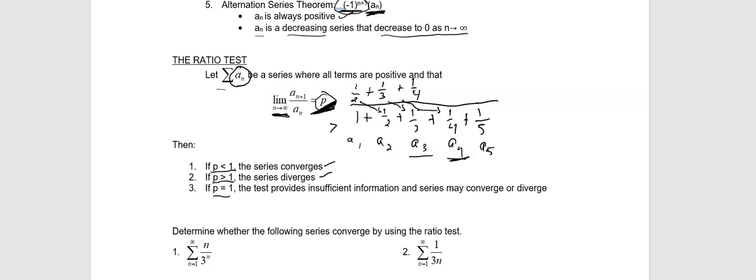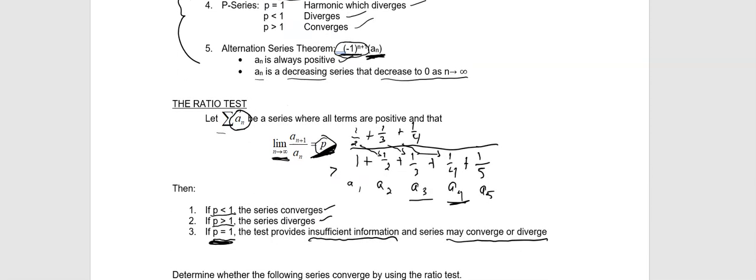And if p equals 1, that kind of stinks because that means it's insufficient information and we still don't know the answer. What that would then mean is if we were to get a p equal to 1 when we do our ratio test, we've got to refer back to these other tests, and then hopefully one of those would give us our answer.